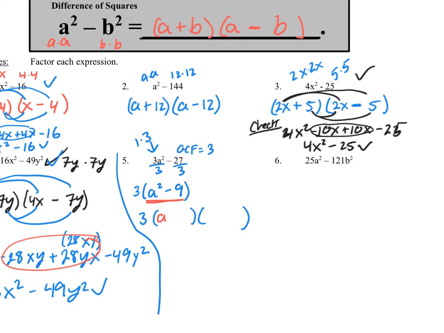So a squared is really a times a. 9 is really 3 times 3. And to get that negative, I need one positive, one negative. So this is a two-step factoring piece here. Okay, so we just want to make sure that you're following through and you're always looking for that GCF.